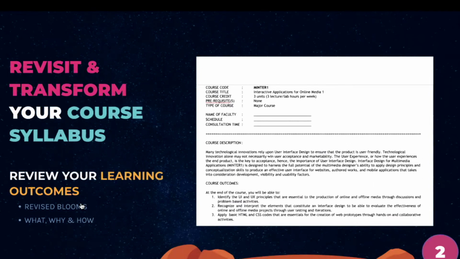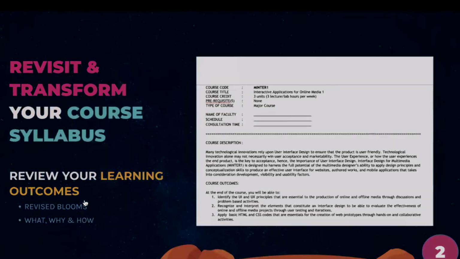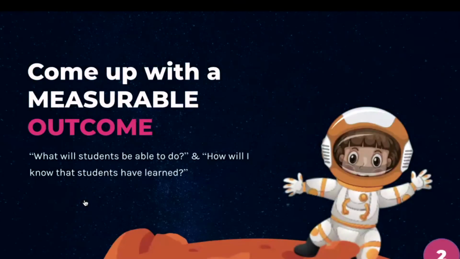Okay, alam naman po natin ito na lahat tayo gusto natin na our learning outcomes can answer the questions what the student will learn, why they need to learn the topic, and how they will learn the topic. Okay, so you do this by coming up with a measurable outcome, okay, or SMART outcome. So again, we have to consider what students will be able to do and how we will know that students have learned. So some things to look into in step number 2.